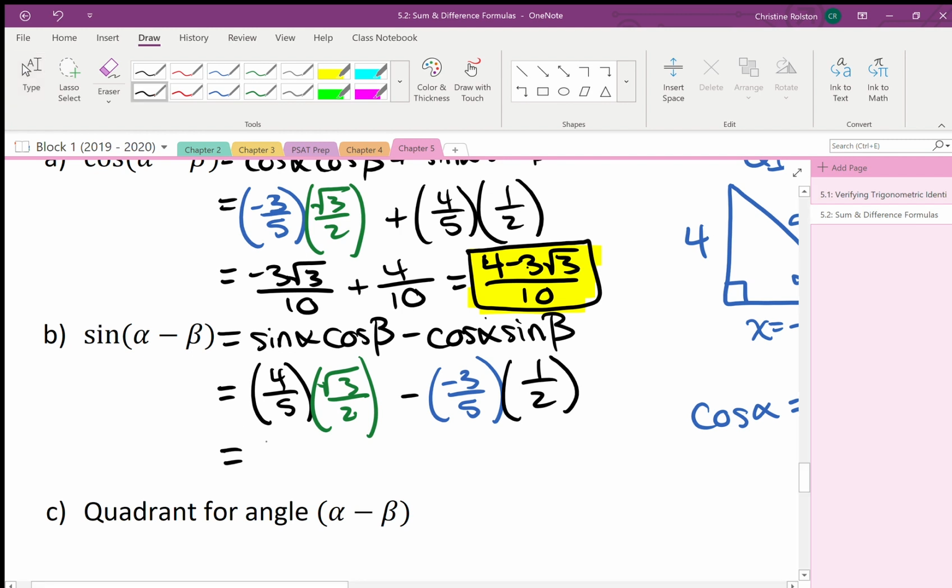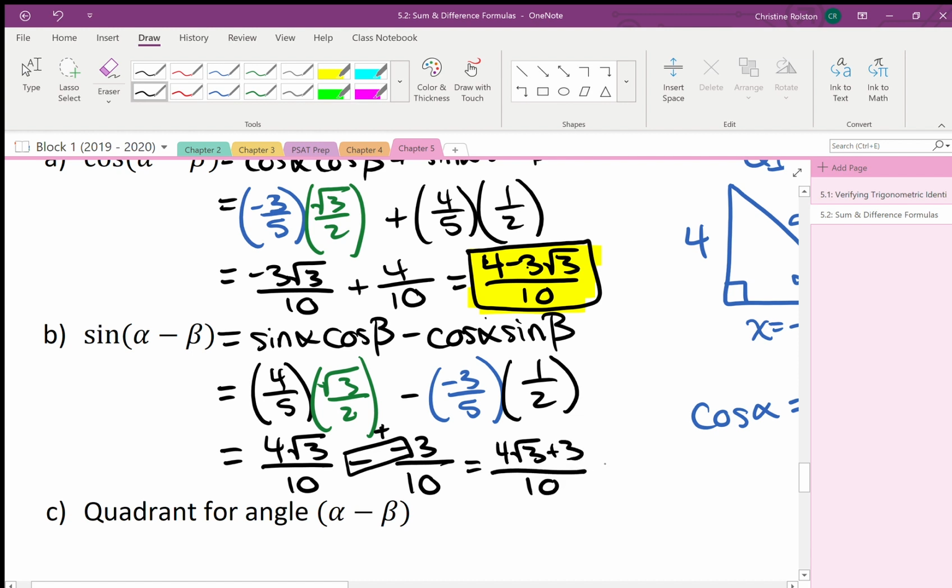So when I do the next one, 4 times square root of 3 is 4 square root of 3 over 10. Minus a negative, right? Because it's going to be negative 3 over the 10. The double negative becomes a positive. So I'm going to get 4 square root of 3 plus 3 over 10. Or you could write it as 3 plus 4 square root of 3 over 10. Doesn't matter. It's the commutative property. My math lab, either one will give you the right answer.